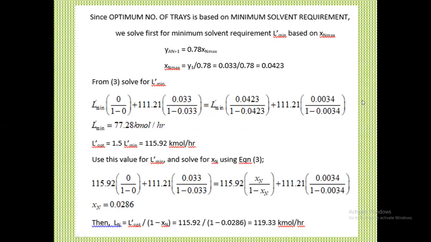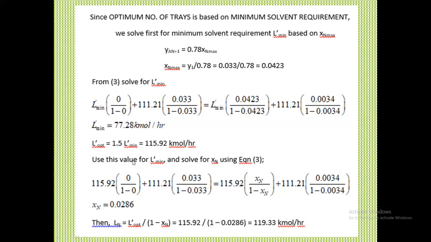Okay, so now you already have the L prime minimum. Based on the principle of optimum, if you need to optimize the process, we use 50% more than the computed minimum solvent requirement. So you multiply it by 1.5, and this is now your 115.92. This is the optimum solvent requirement.